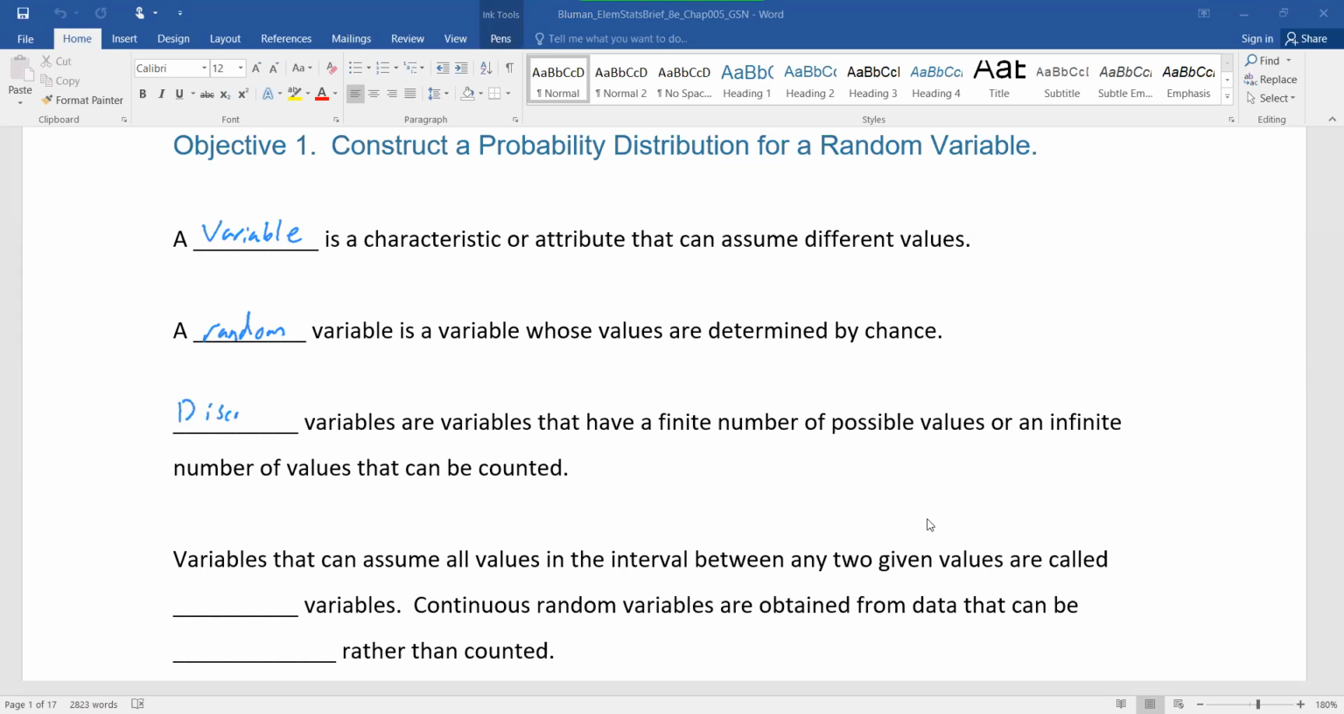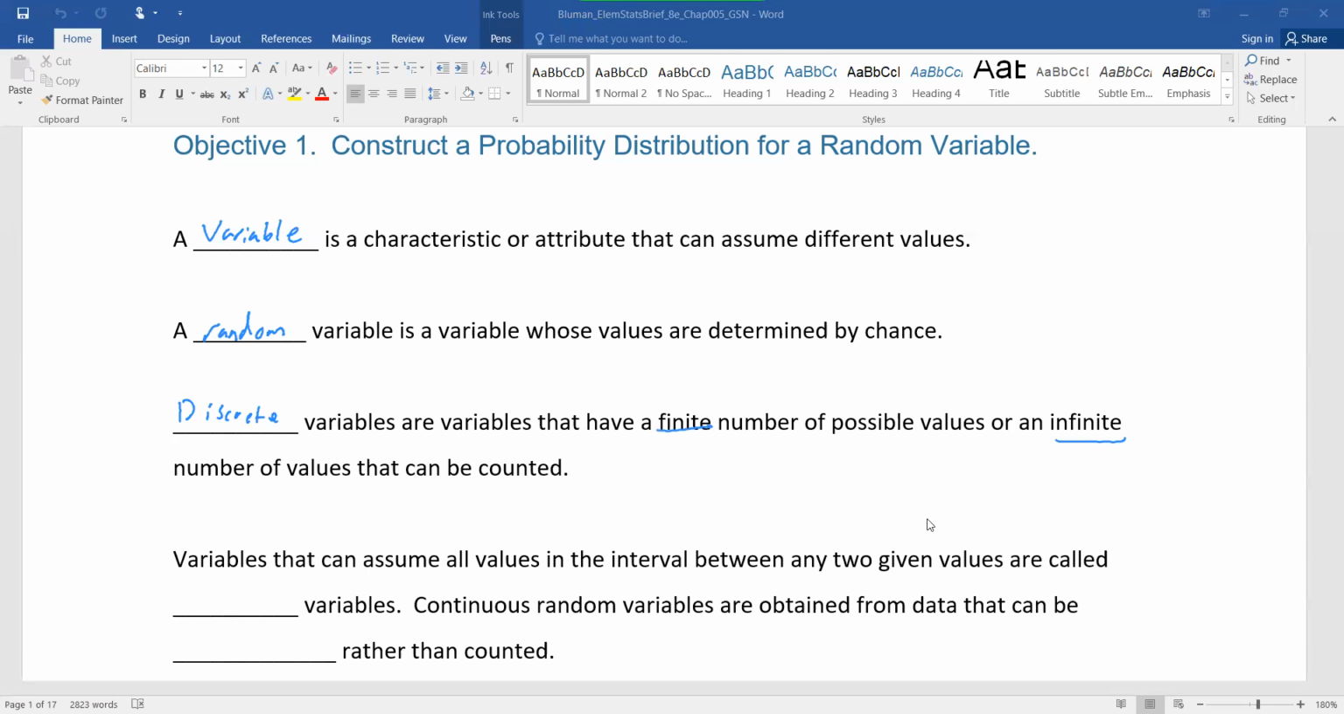Discrete variables are variables that have a finite number of possible values or an infinite number of values that can be counted. I remember discretes like 1, 2, 3, like you can actually count the numbers. If it's listed, yes. Like you can actually count how many numbers you have. It's more of your finite.